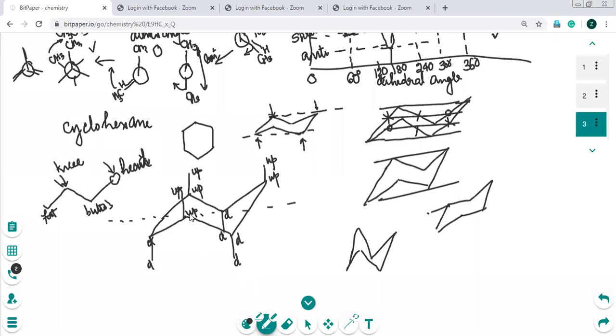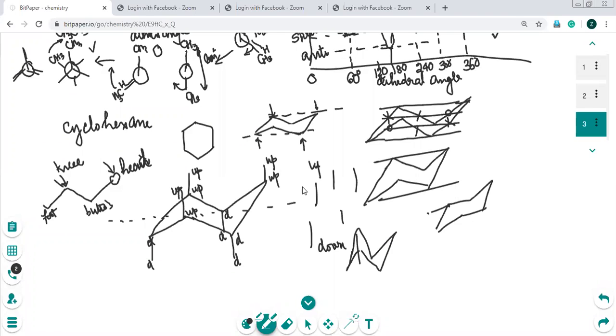Now, let me just explain this first. On the up carbon, you have three up bonds. On the down carbon, you have three down bonds. Okay, all these are parallel to each other. See here, 3 and 3. All are parallel to each other, either pointing up or pointing down.